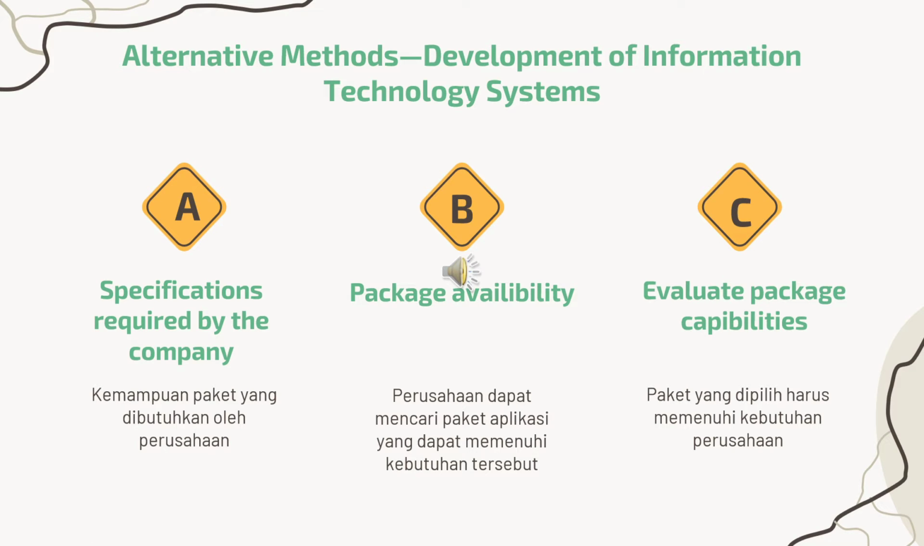In choosing a package, 3 factors need to be considered. These factors are as follows. 1. Specification required by the company. Specifications are the package capabilities needed by the company. 2. Package availability. After the company's requirement specifications have been identified, the company can look for an application package that can meet this need. And the last, evaluate package capabilities.